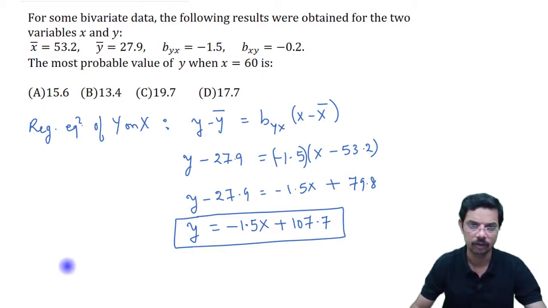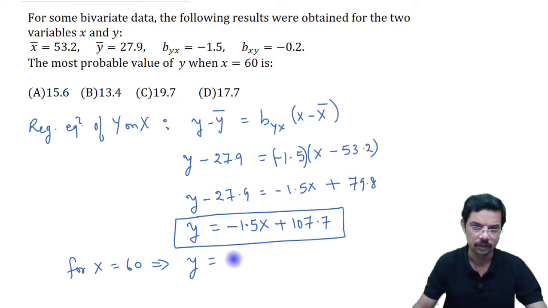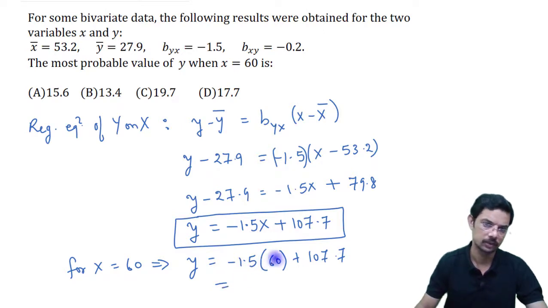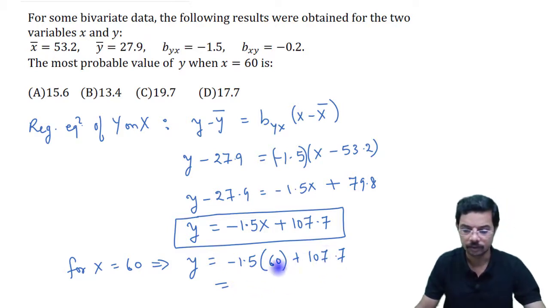So for x equal to 60, what do we get? What is the value of y? That is what we need to find. So this is minus 1.5x. Instead of x, we'll put 60, plus 107.7. Calculating 15 into 6, which is 90. So it is minus 90 plus 107.7.